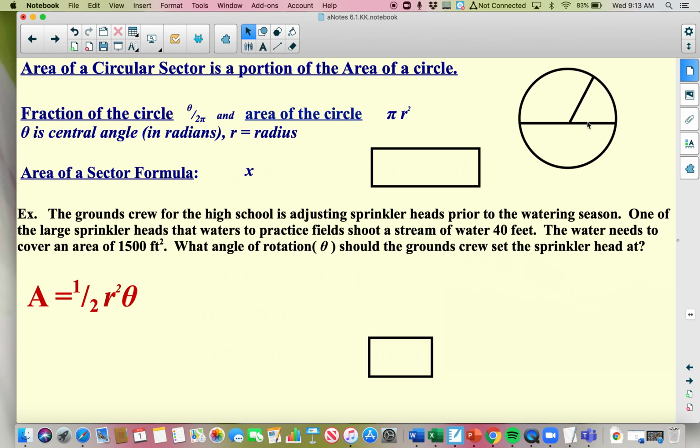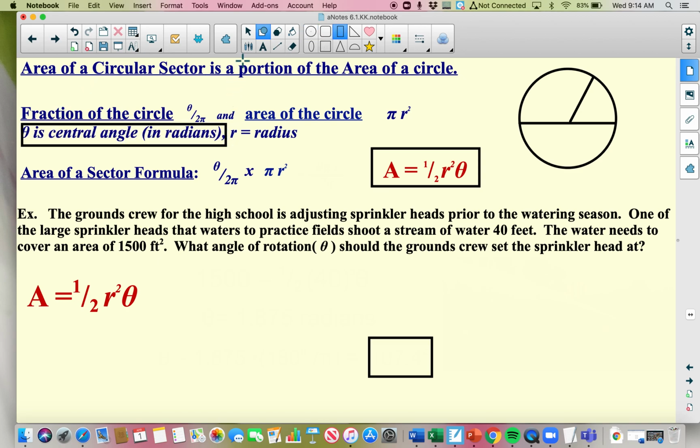Okay, so again, I have to know the central angle. And if I figure out the fraction of the circle of that, and then because it's area, I'm going to take the fraction of the circle, theta over 2 pi, angle, times the area of the circle, which is pi r squared. The pi's cancel out, and area of a sector is going to be 1/2 times radius squared times the angle. And again, the angle has to be in radians, so I would highlight that as well.